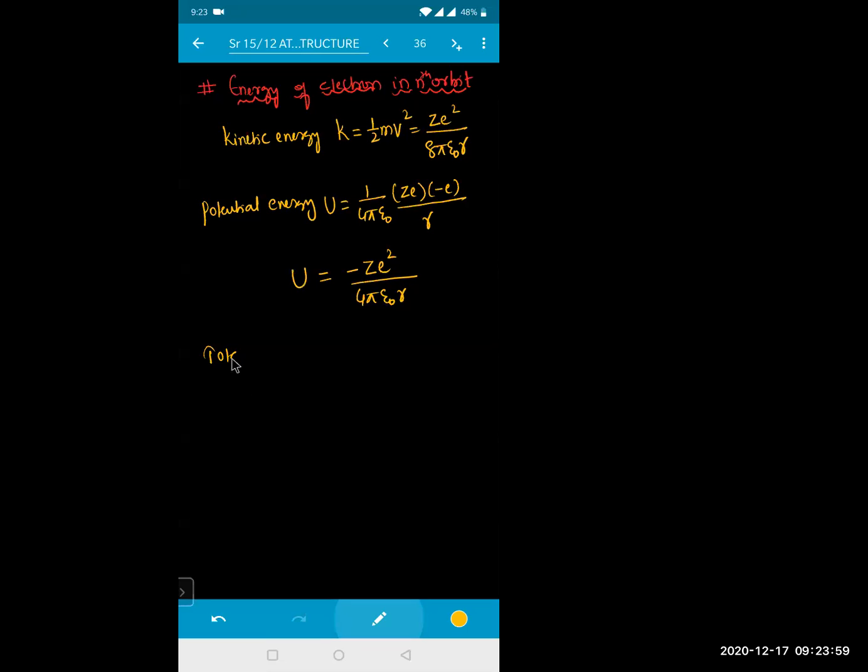Now if I am writing the total energy, E is equal to K plus U. So E is equal to z e square divided by 8 pi epsilon naught r, plus minus z e square divided by 4 pi epsilon naught r. So it is plus 1 by 8 minus 1 by 4. So how much will we be getting now?